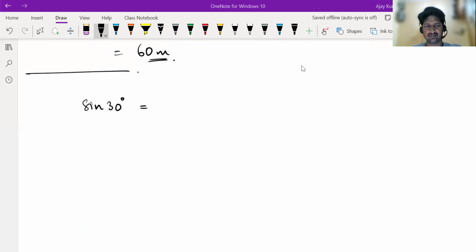I mean, in ICSE, you didn't have any trigonometry at all in class 10th? I had, but I haven't memorized it. Okay, fine, no problem.